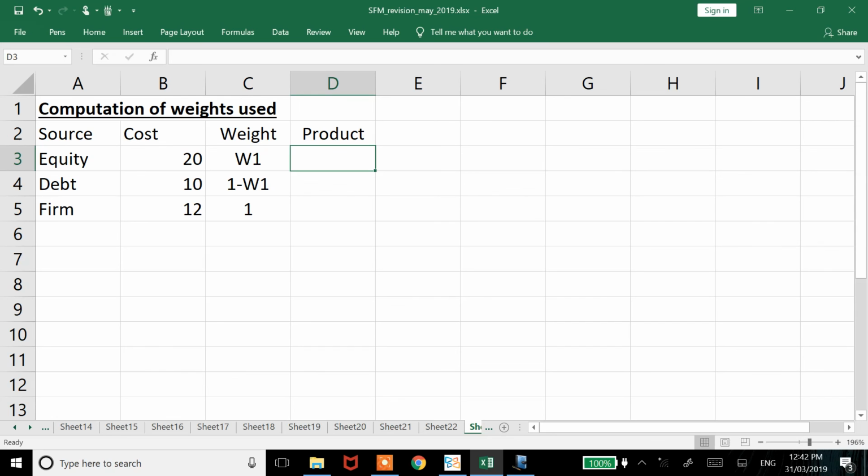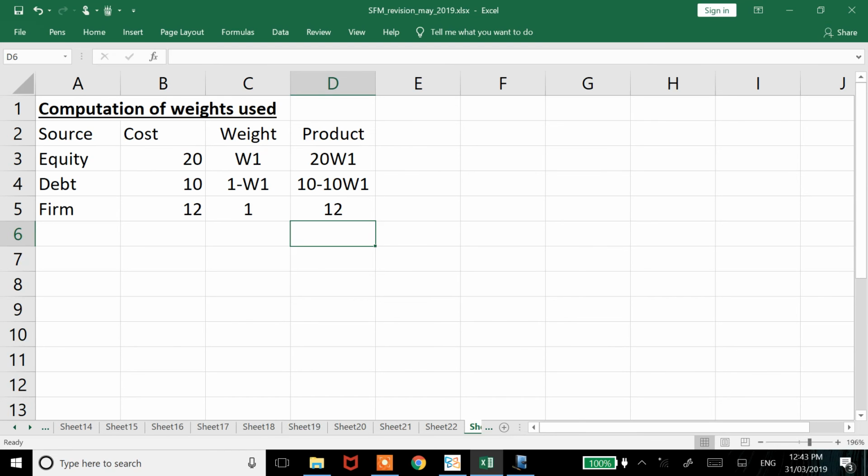W1 and 1 minus W1. Second column into third column is the fourth column. So 20 into W1, 10 into 1 minus W1 is equal to 12 into 1.